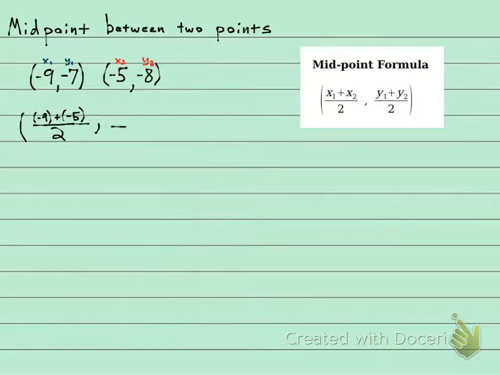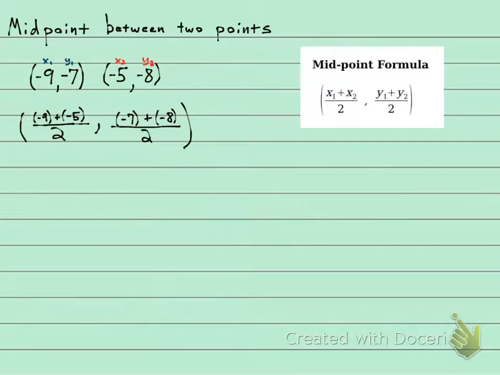And then y1 plus y2 divided by 2. So -7 plus -8 divided by 2. So remember, if you're averaging up your tests, you add them all up and you divide by how many you have.